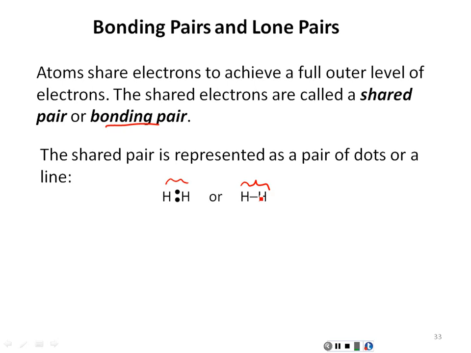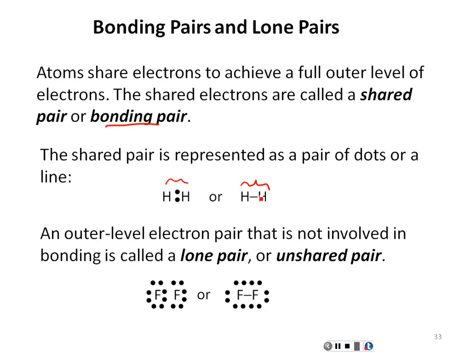And this is now, it's not a Lewis symbol anymore, it's actually a Lewis structure, which we'll be talking about in chapter 10. So an outer level electron pair, such as some of these in fluorine, they're not involved in bonding. So we call these lone pairs, or unshared pairs, but more commonly we call these lone pairs.